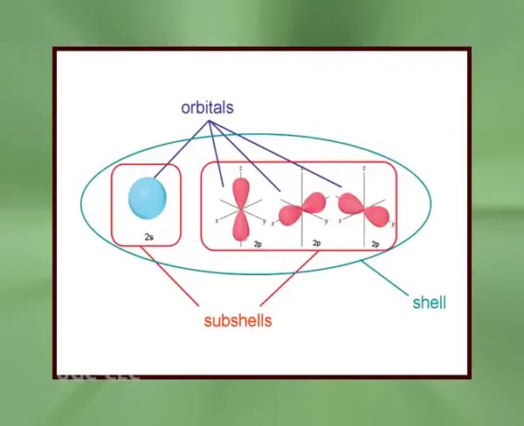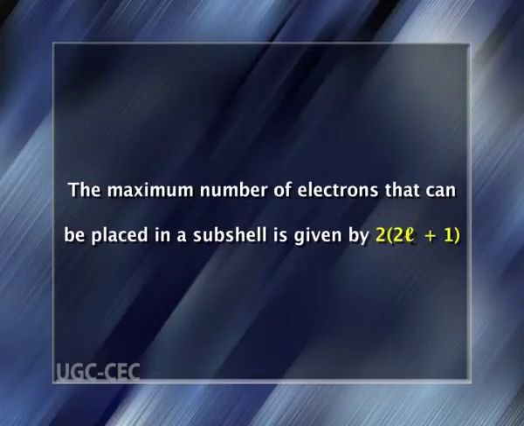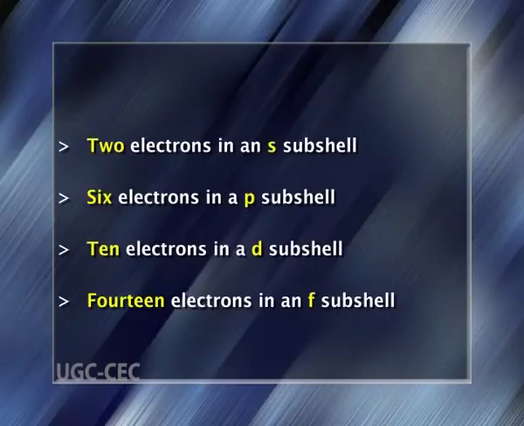A subshell is the set of states defined by the common azimuthal quantum number l within a shell. The values l equals 0, 1, 2, 3 correspond to the s, p, d and f labels respectively. The maximum number of electrons that can be placed in a subshell is given by 2 multiplied by (2l plus 1). This gives 2 electrons in an s subshell, 6 electrons in a p subshell, 10 electrons in a d subshell and 14 electrons in an f subshell.